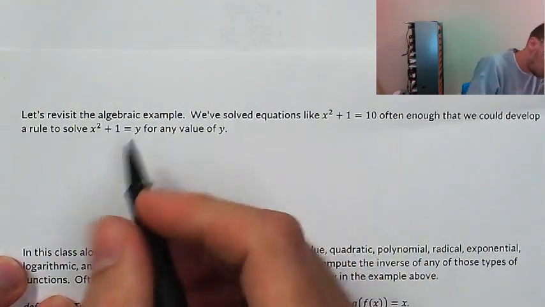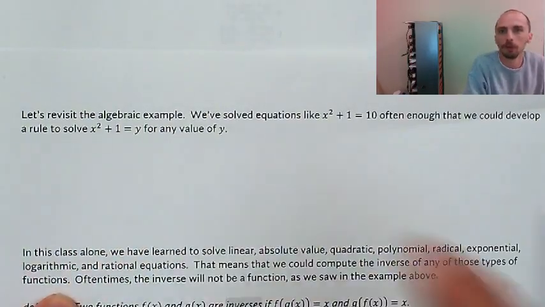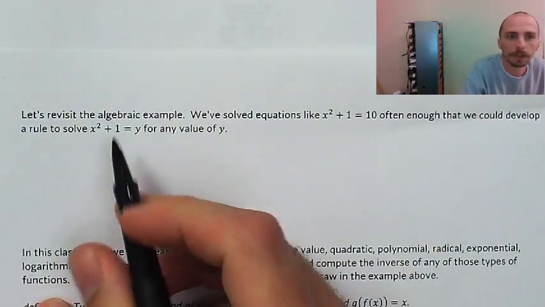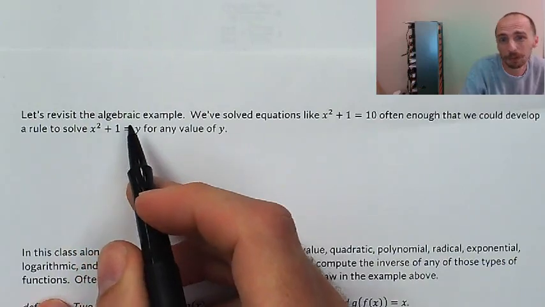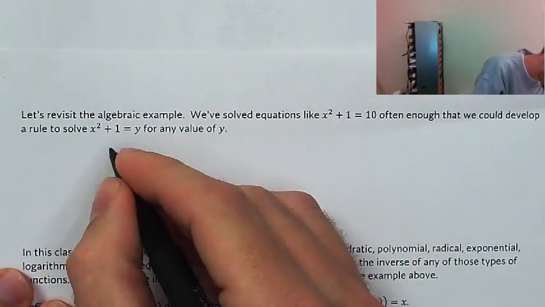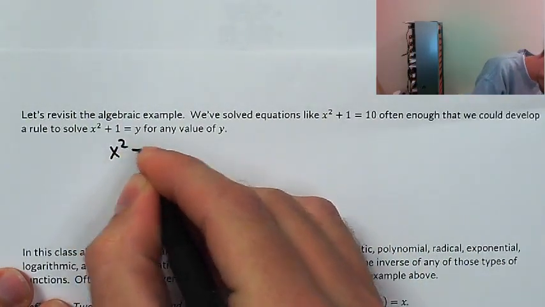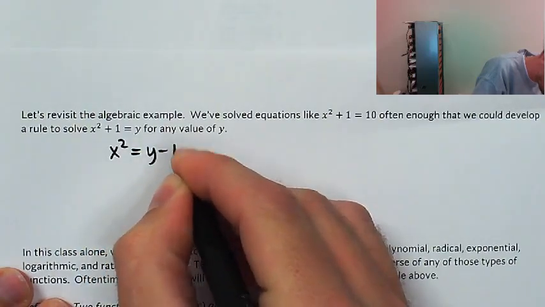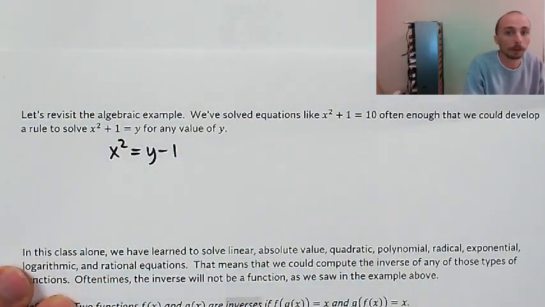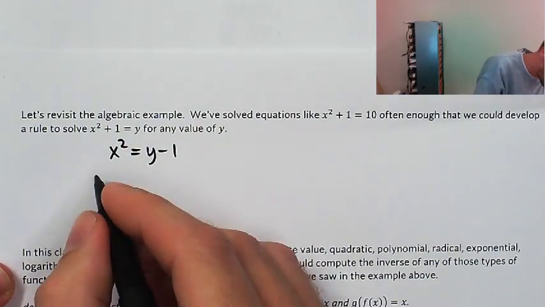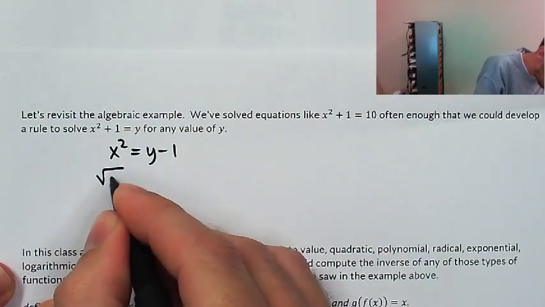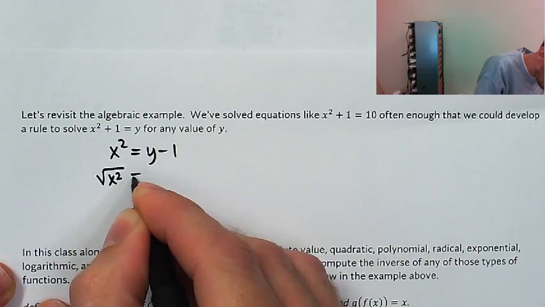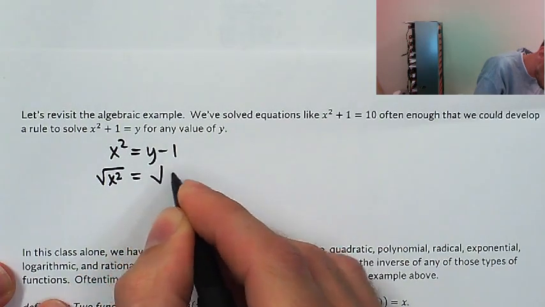So what I'm going to do is try to access x on its own using techniques that we've done already in this class. If I'm trying to get it by itself, I need to get rid of that plus 1. So I'm going to subtract 1 from both sides. And I'd say x squared equals y minus 1. Then I'm going to take the square root of both sides of this equation. Now, you might be remembering, when I take the square root of both sides of an equation, I need to remember the plus minus.